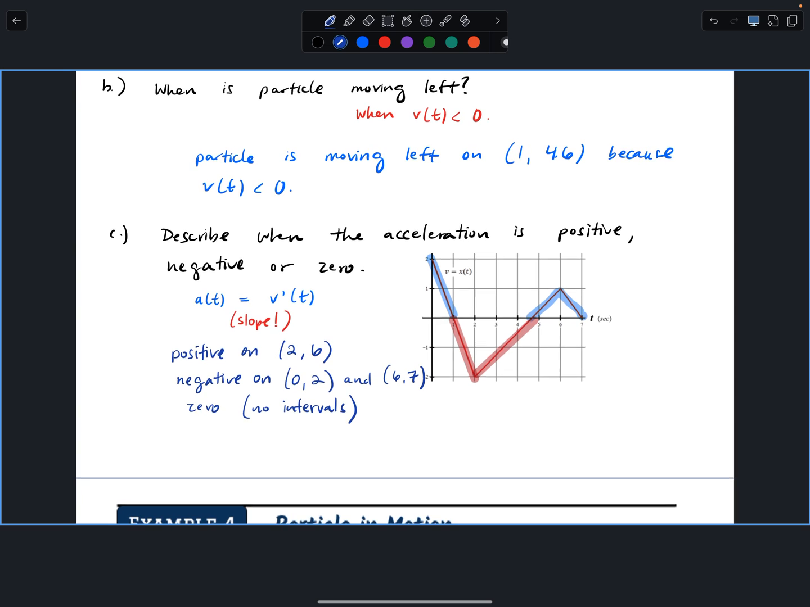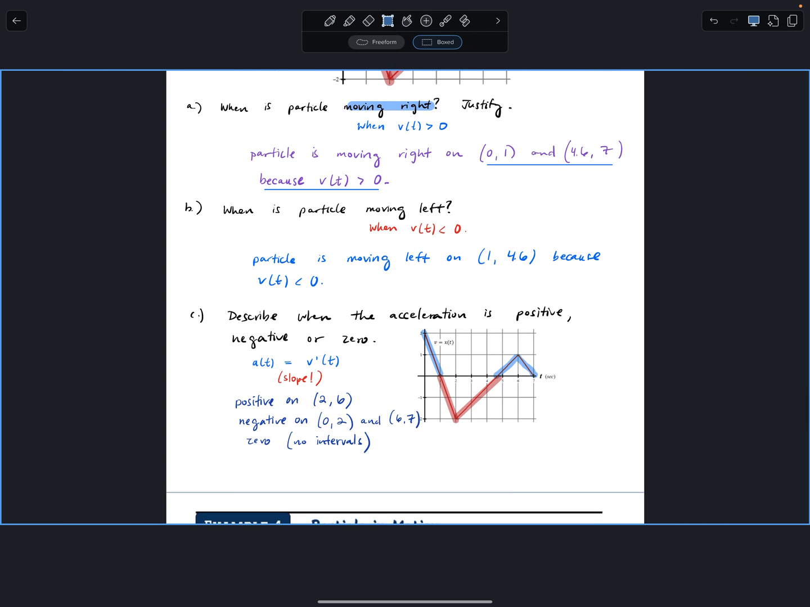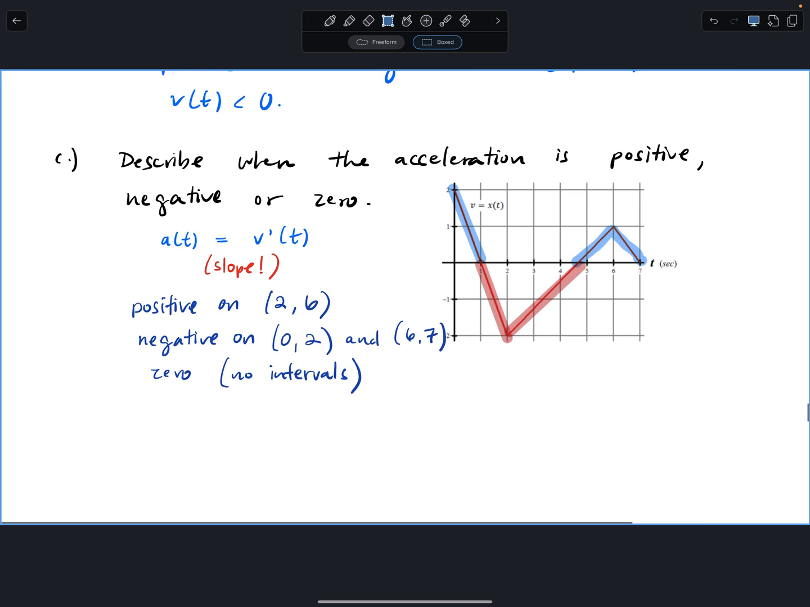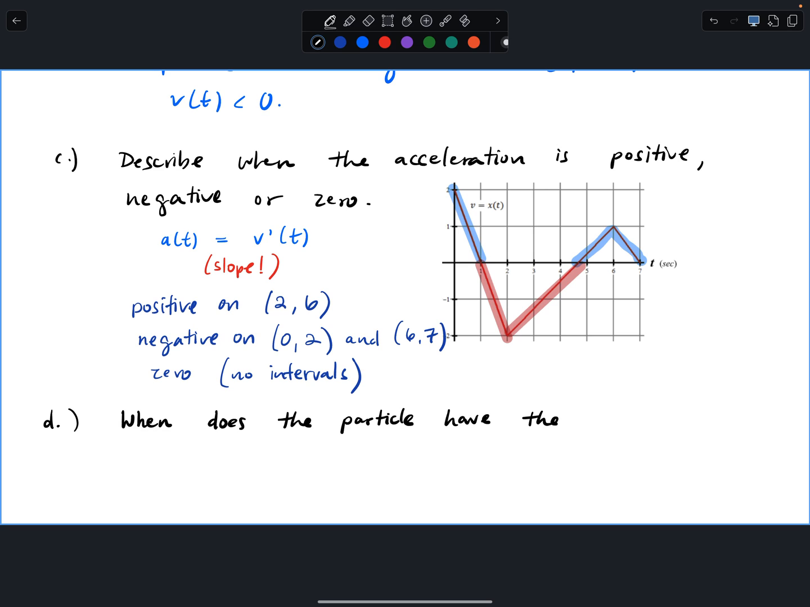Okay. I want to squeeze in a part D, so I'm going to make all this smaller. Okay. Part D. When does the particle have the greatest speed.